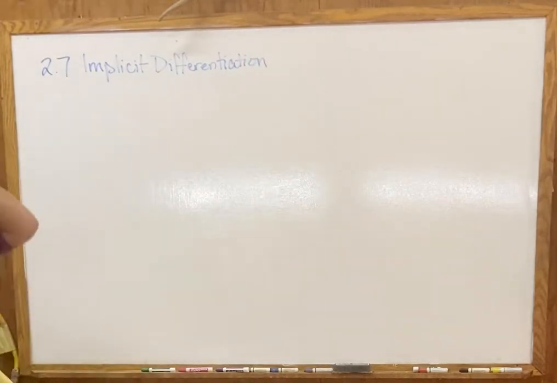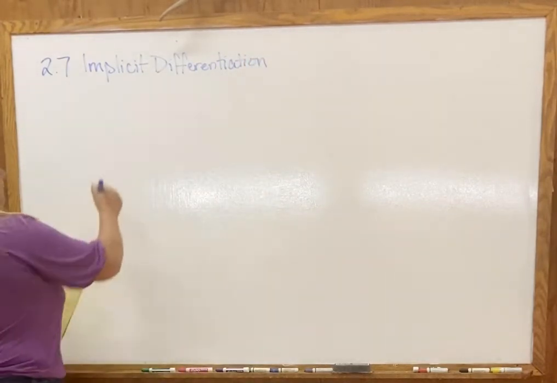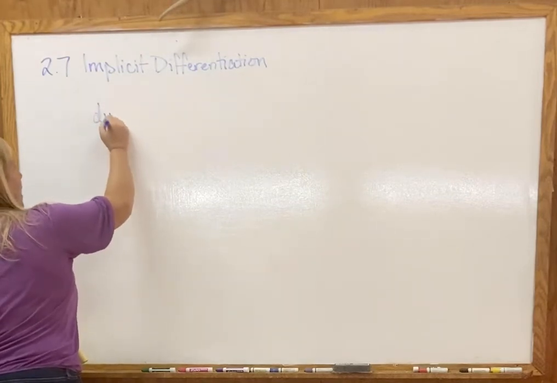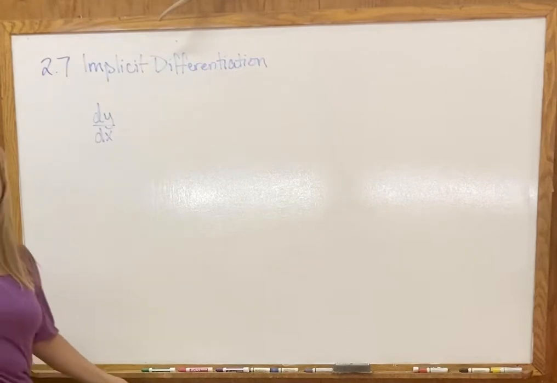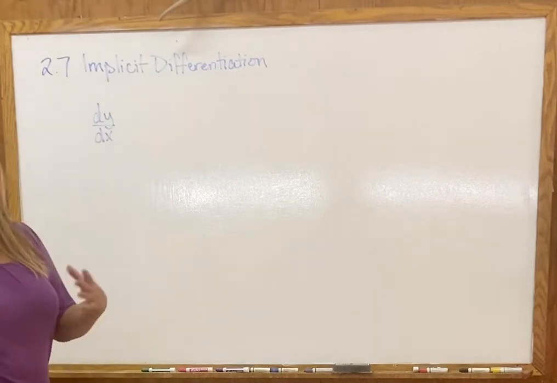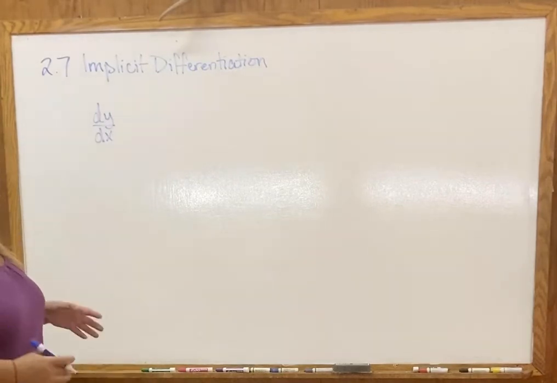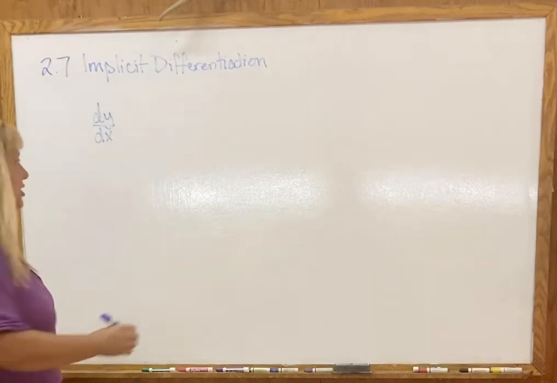Okay, so our normal derivative that we find is dy over dx, the change in y over the change in x. And that's the most common type. This is called explicit differentiation.